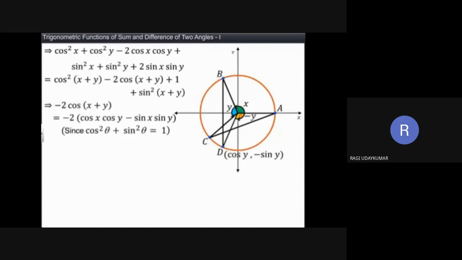So from this, minus 2 gets cancelled. Cos(x plus y) is equal to cos x cos y minus sin x sin y you are going to get. Did you understand this one? Simplification. Or shall I explain to you again with my own handwriting? Yes, sir.